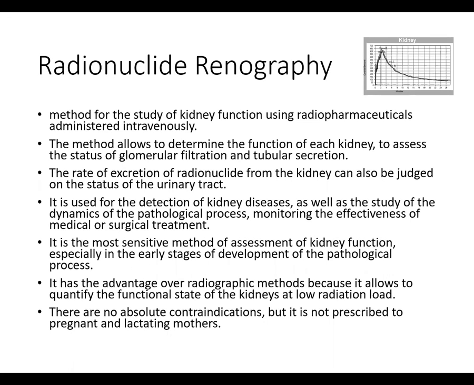This method allows us to determine the function of each kidney, to assess the status of glomerular filtration rate, GFR, and tubular secretion. The rate of excretion of radionuclide from the kidney can also be used to judge the status of the urinary tract. It is used for the detection of kidney disease, as well as the study of the dynamics of the pathological process, monitoring the effectiveness of medical or surgical treatment.